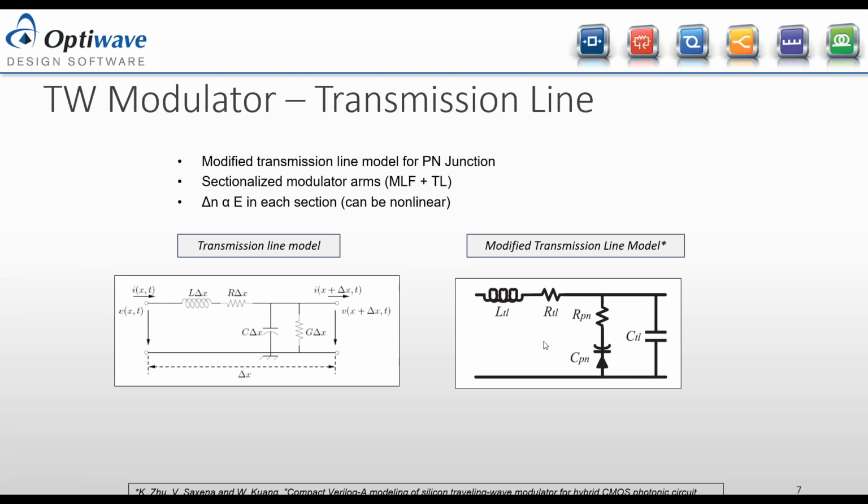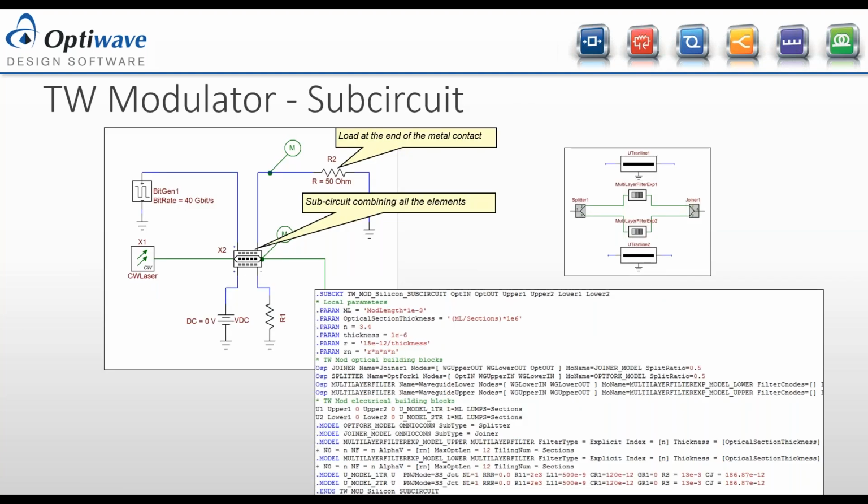Now, one modification we had to do in our transmission line is to add a resistor in parallel with a capacitor or a diode, depending on the bias of the diode, in order to model the PN junction across the transmission line, which is in silicon. It is used to inject carriers, which in turn changes the refractive index.